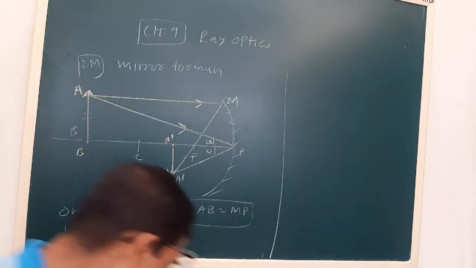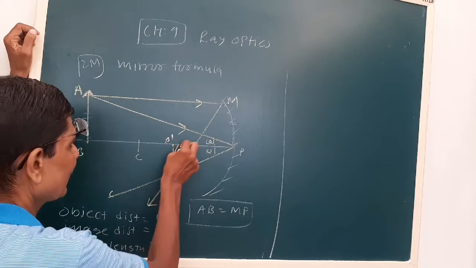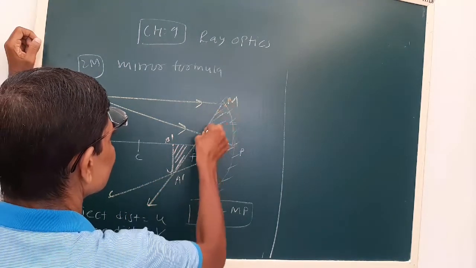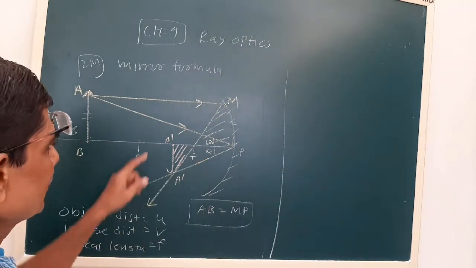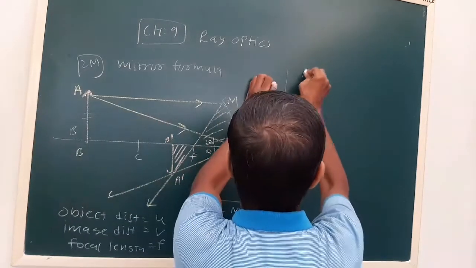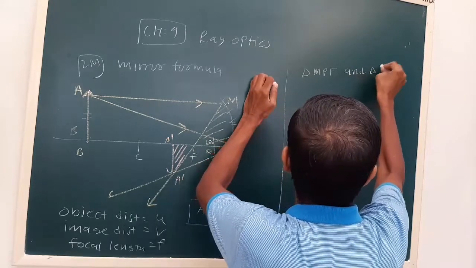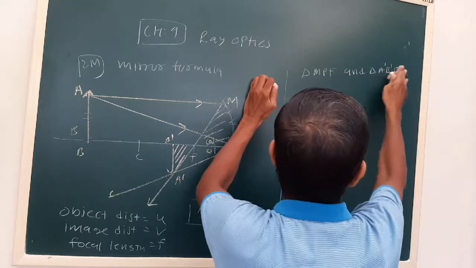Now we prove the mirror formula by taking the property of similar triangles. So I consider this first triangle, triangle MPF and triangle A dash B dash F. Triangle MPF and triangle A dash B dash F are similar triangles.